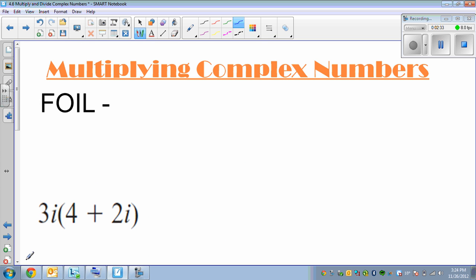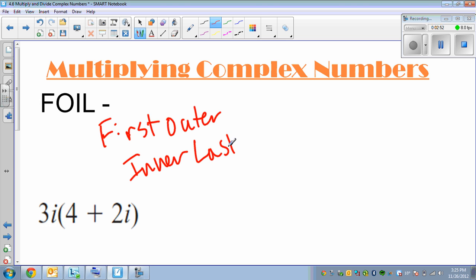Okay, so here's the real meat of the matter. We're going to be multiplying some complex numbers. To multiply these, we want to FOIL. Remember, FOIL is first, outer, inner, and last.